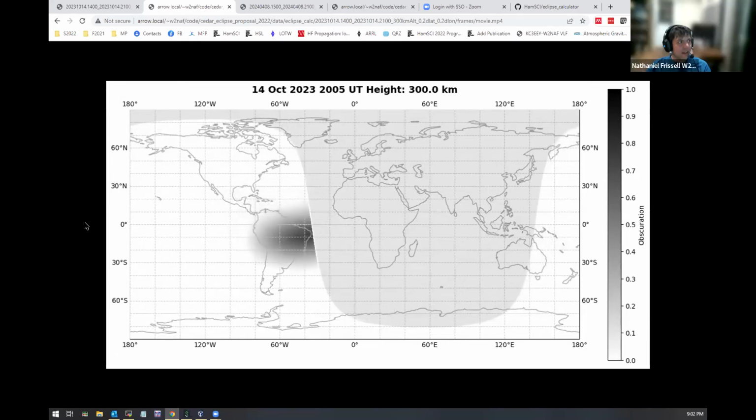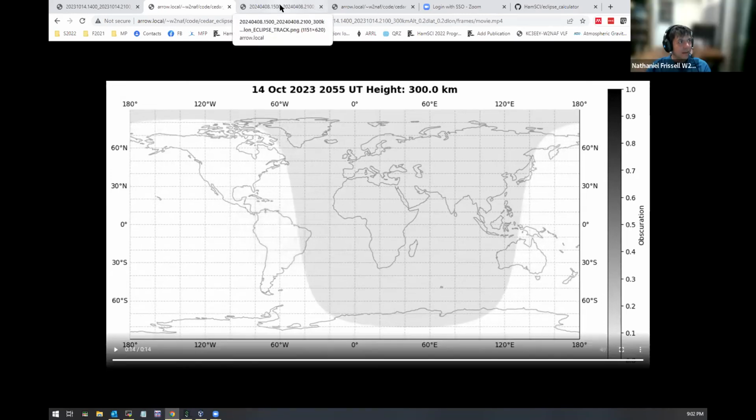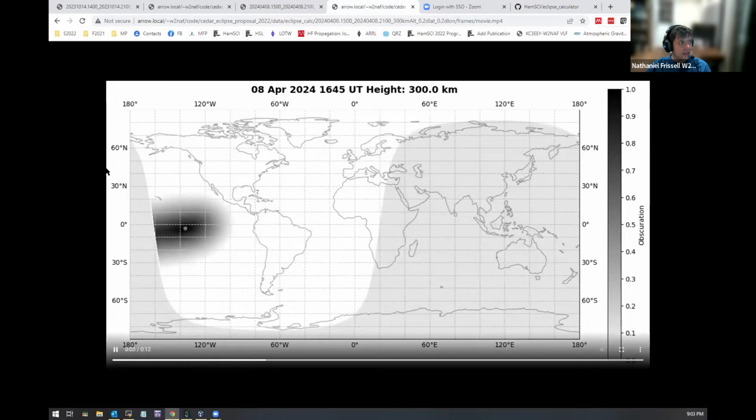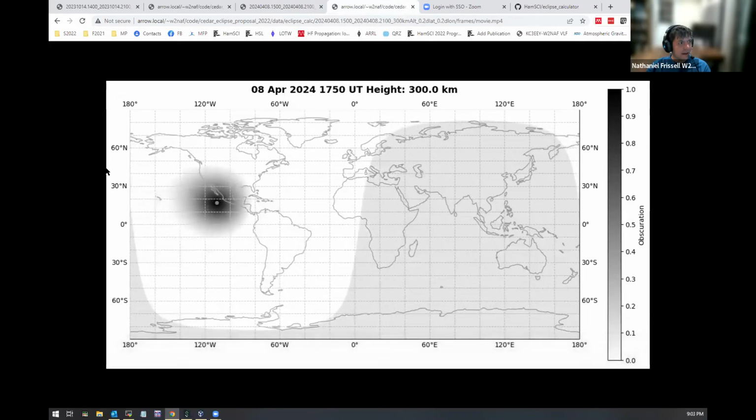Nice. Annular eclipse. And then we have the total eclipse. It's going to be on April 8th, 2024, and that goes this way. And then here's the corresponding movie.